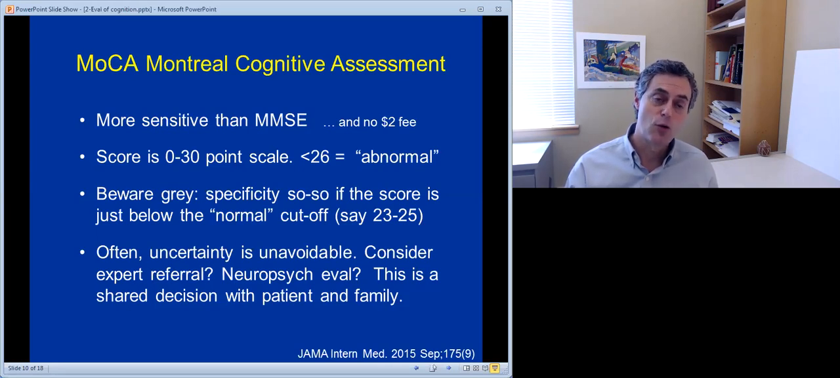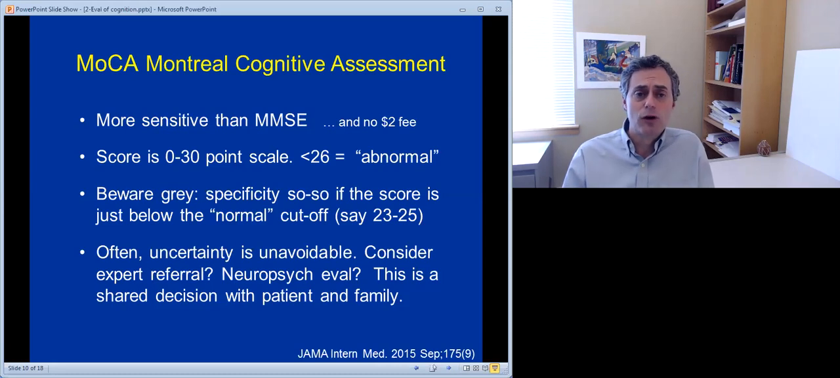It's very easy to score on a 0 to 30 point scale. It does take about 10 minutes. Less than 26 on the MoCA is considered abnormal. Like with any test, be aware that there is a significant gray area where people will end up with a score of, say, 23, 24, 25 that is below normal, but still in that range where the specificity is only so-so in terms of distinguishing mild cognitive impairment from normal aging. And so uncertainty is unavoidable.